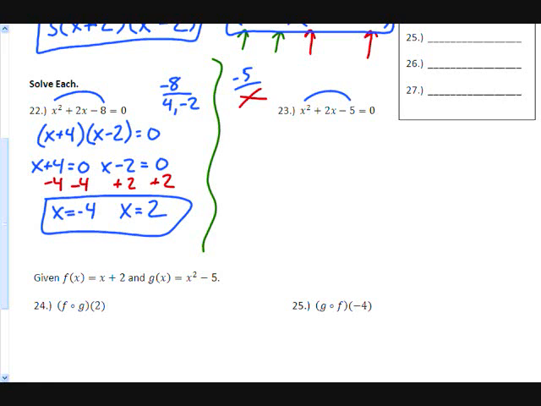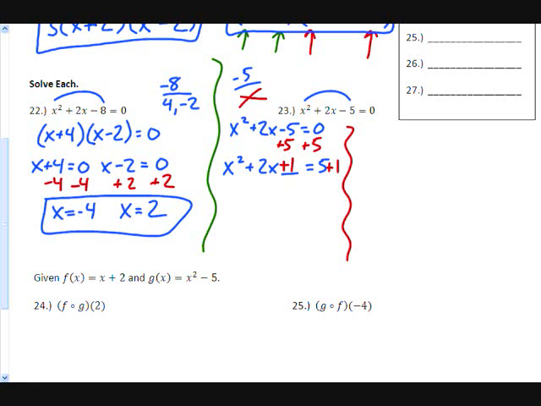The first method I'm going to look at is completing the square. For completing the square, the first thing I want to do is move the constant term to the other side of the equation. So I'm going to add that 5 to each side. So I get x squared plus 2x equals 5. The next thing I want to do is complete the square, so I take that b value, the middle term, the 2, I divide it by 2 and square it, which gives me a 1. So I do a plus 1.